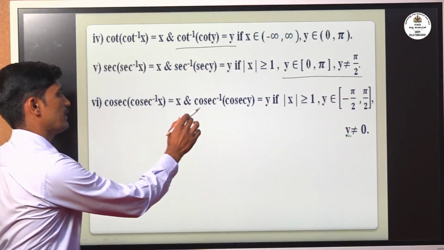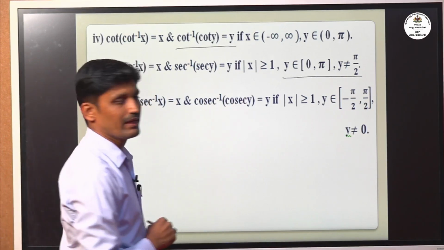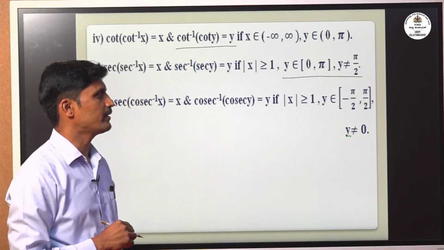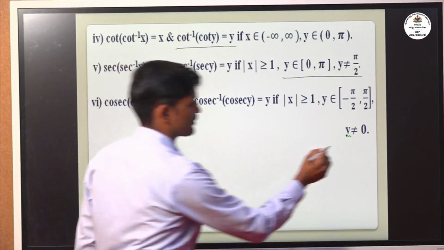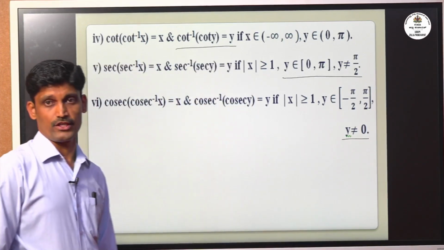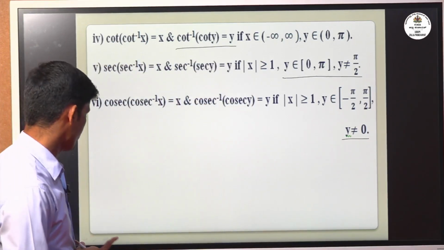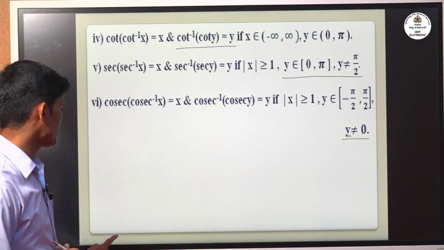Cosecant inverse of cosecant y is y for y belongs to the closed interval minus pi by 2 comma plus pi by 2, except the value y 0. Y should not be 0. These are the important properties.